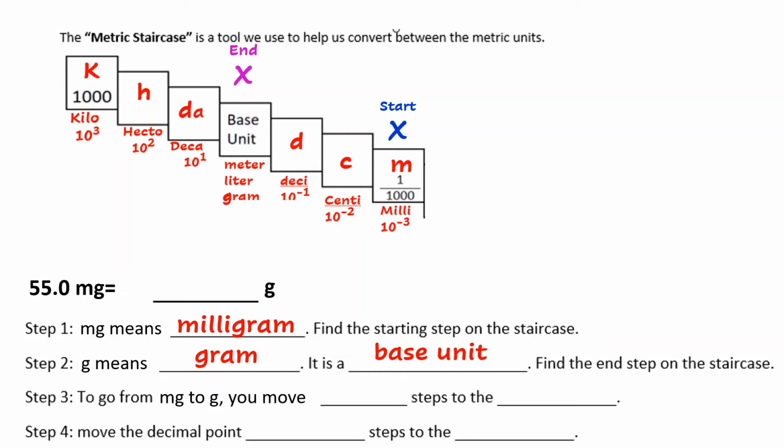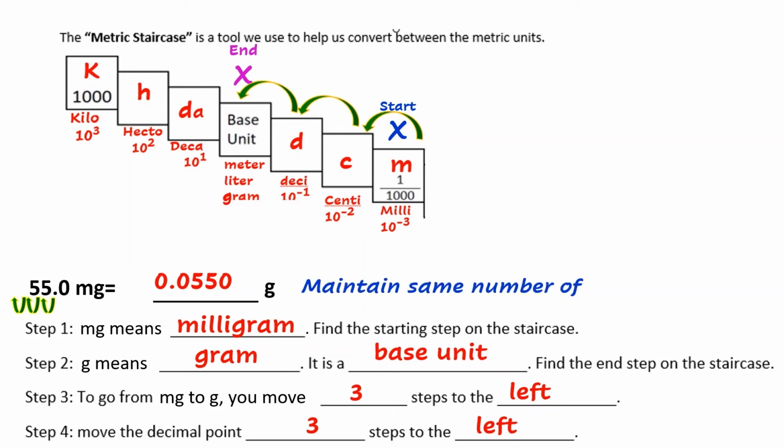To go from the starting prefix to the ending prefix, we'll move 3 steps to the left. This means the decimal place in our measurement will also move 3 places to the left. The final answer is 0.0550. We must keep the final 0 in our answer, since that 0 was a significant figure in the original measurement. If you need help determining the number of sig figs, be sure to watch my video titled Counting Significant Figures in Measurements.